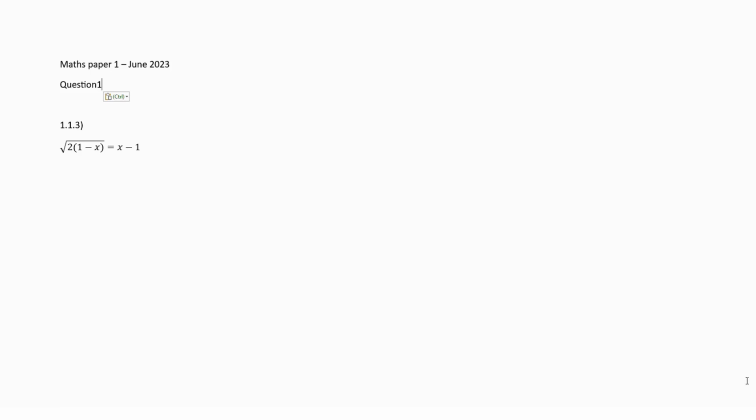Still continuing with paper 1, June 2023, question 1. So we have this equation. As you can see, this equation is not in its standard form, in the quadratic standard form.